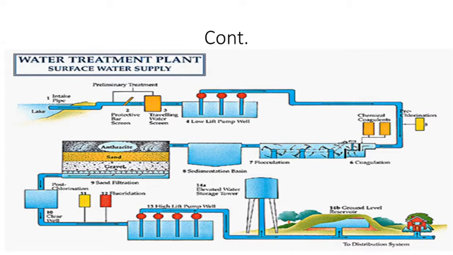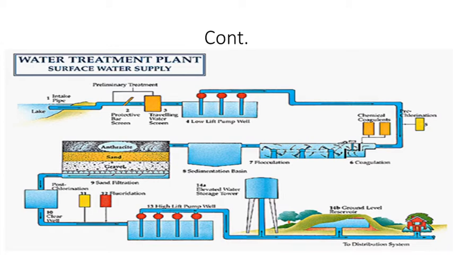In that we discussed the first point, that is pre-treatment. If you are considering the slow sand filter, it only requires plain sedimentation, and if you are considering the rapid sand filter, it requires coagulation, flocculation and sedimentation. These processes are required because the rapid sand filter is a very fast process, and it is important to remove the suspended solids before entering the rapid sand filter.